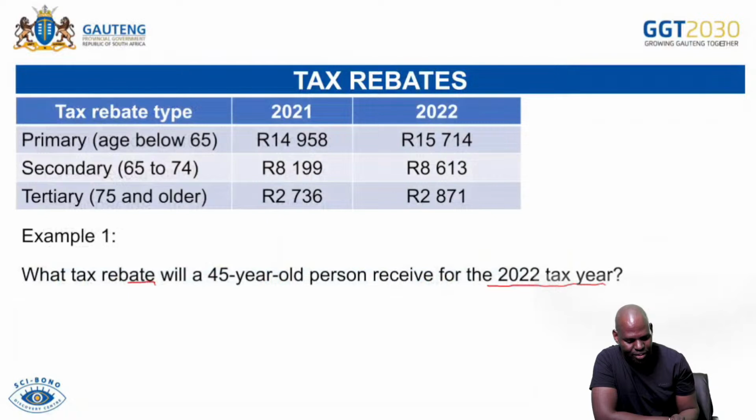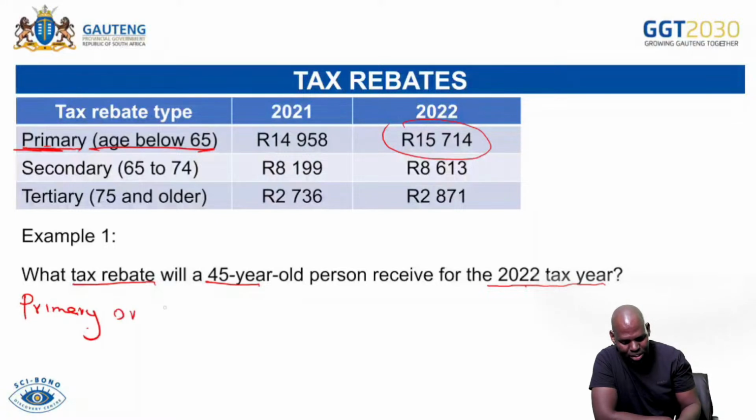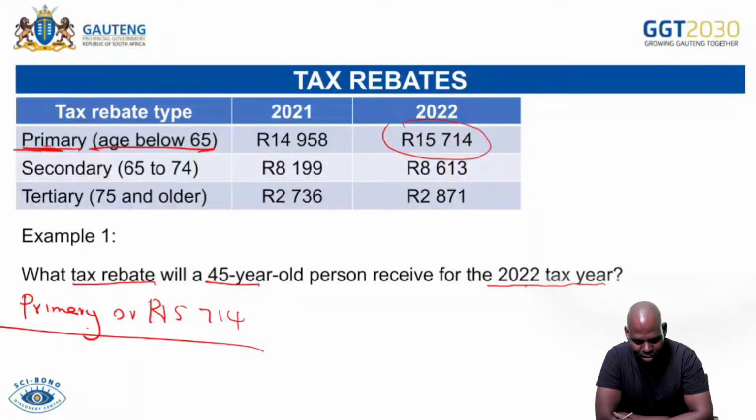Okay, what tax rebate? A 45-year-old will receive only a primary rebate. Why do we say primary rebate? Because 45, the person is below the age of 65. And they say in 2022, so the person will receive a tax rebate of primary rebate, or you can write the amount and say 15,714 rand. So it's a primary rebate of 15,714 rand.